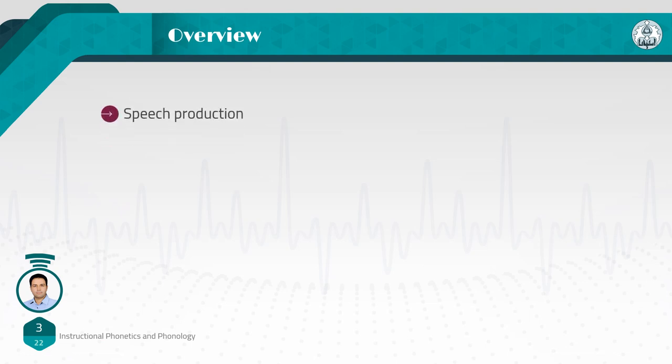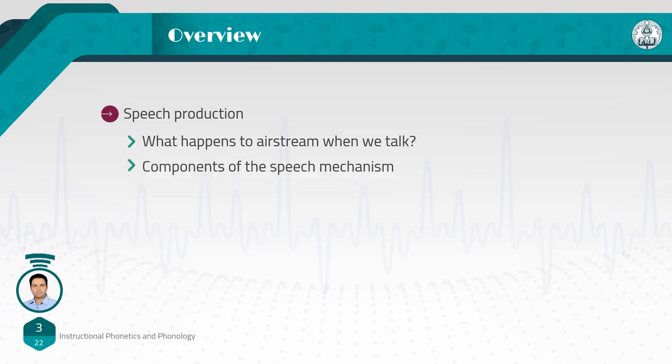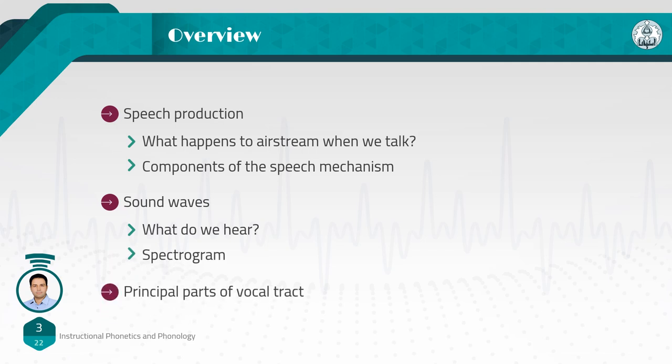Today, we will talk about speech production. We will answer this question: what happens to airstream when we talk? We will also talk about different components of speech mechanism. Afterwards, we will talk about sound waves. What do we hear? And I will introduce spectrogram. Later, we will talk about principal parts of vocal tract.